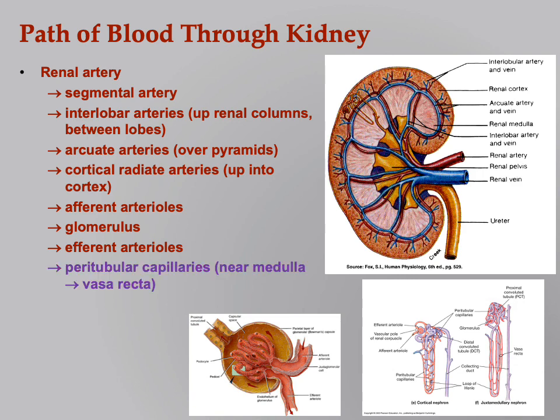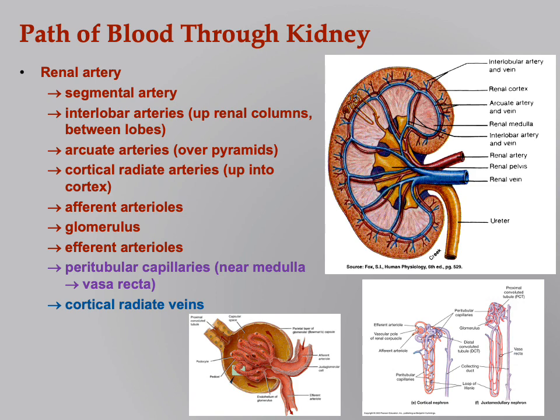Peritubular capillaries, then, if you look in the bottom right, those are going to be capillaries that wind all around the nephron. On juxtamedullary nephrons, they form straight lines down the nephron loops, and there they're called vasa recta, straight vessels. Then the cortical radiate veins.